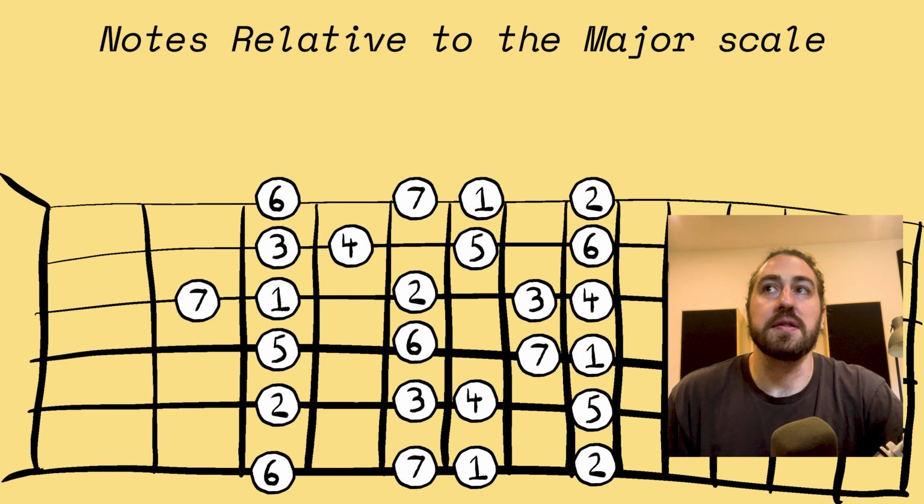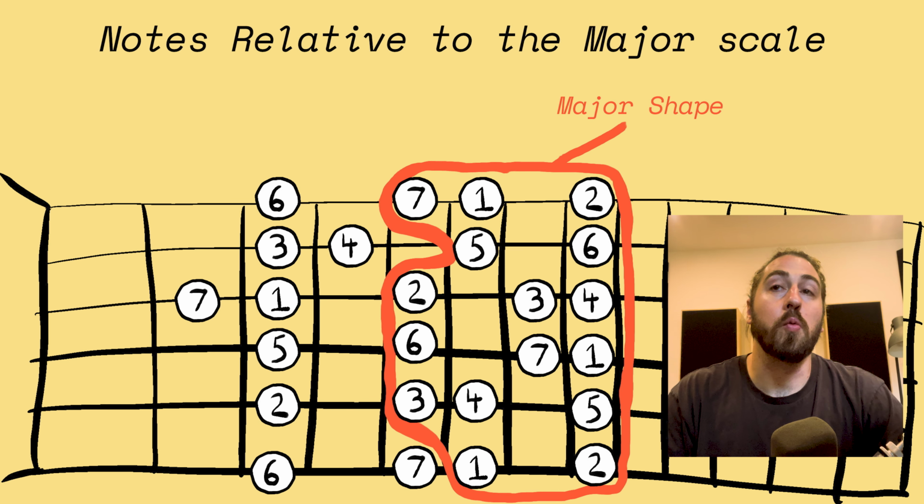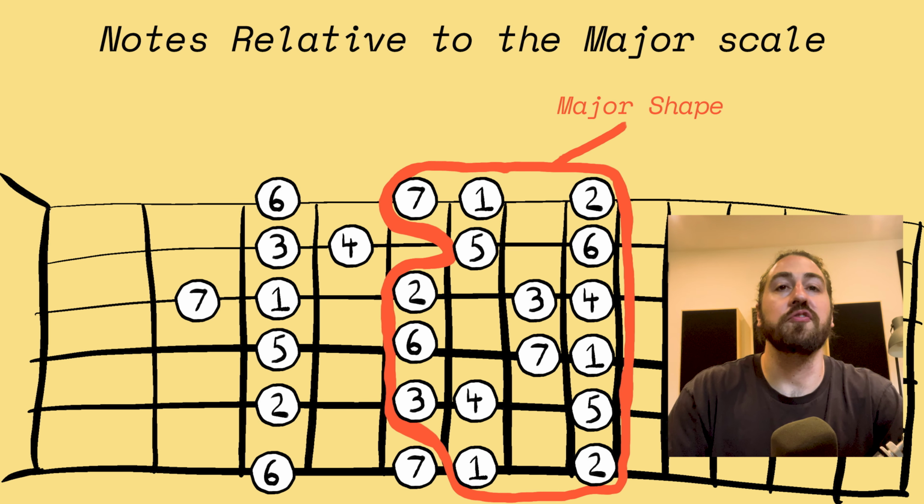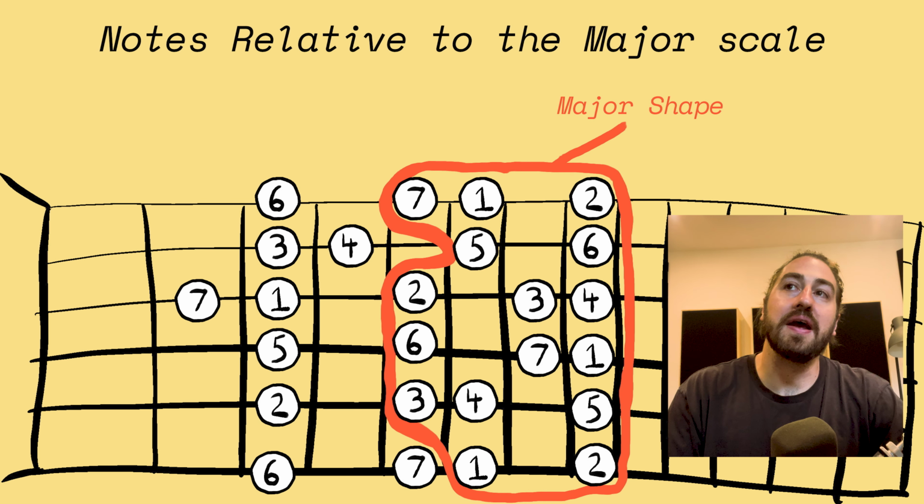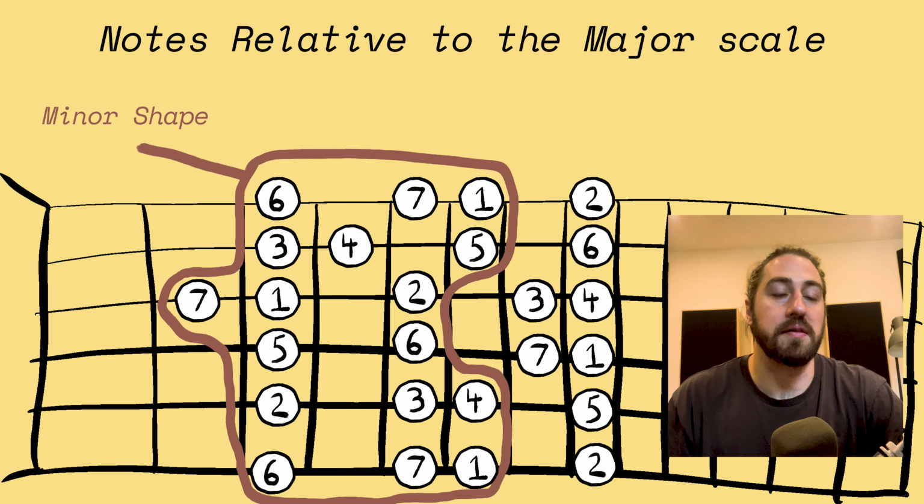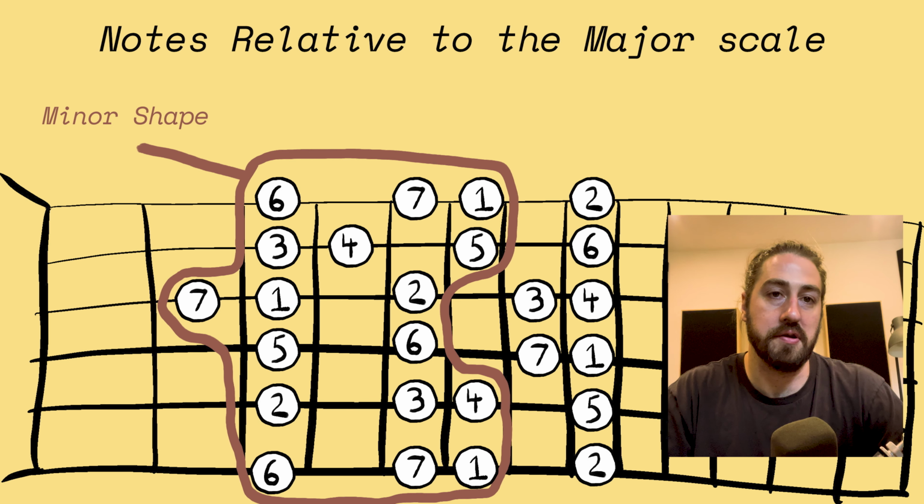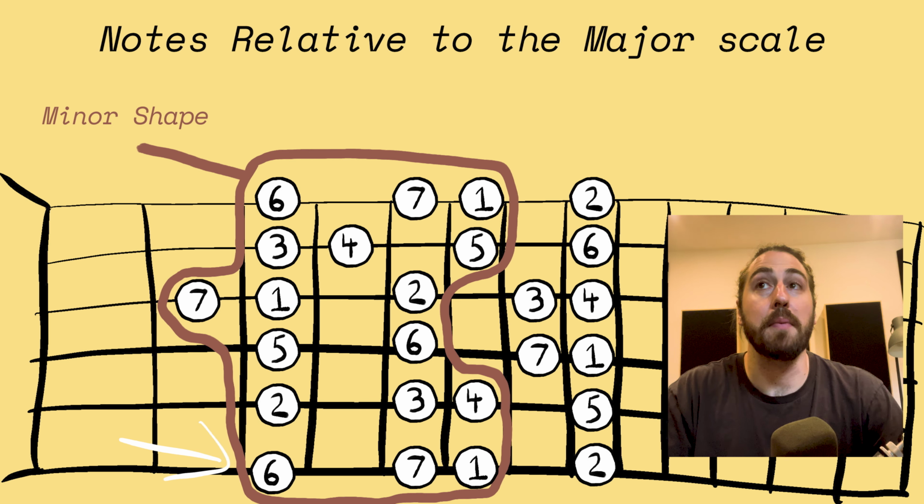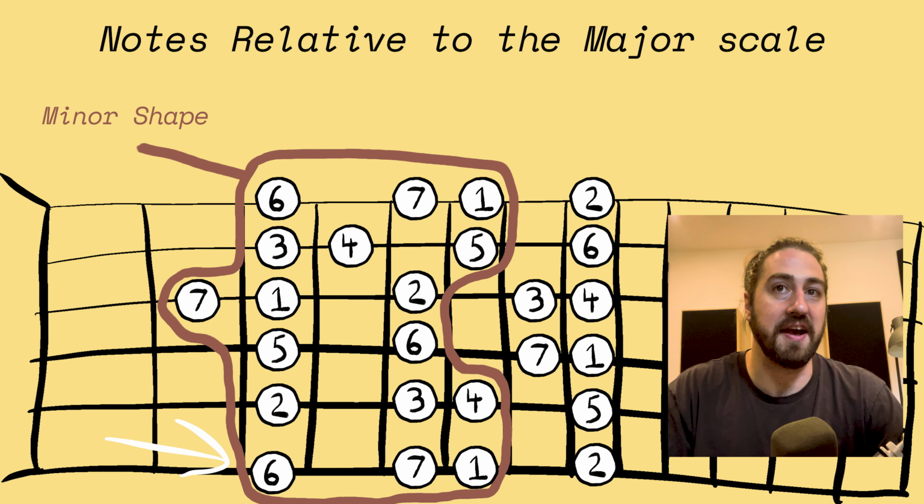So hopefully you can see the major scale outlined just there. So you can see your 1, 2, 3, 4, 5, 6, 7, 1. That shape that we often play. But if we go down 3 frets below, hopefully you can see now that the minor scale is outlined. And with that outline, there's different context of those notes. The root note of that minor scale is the same as the 6 of our major scale.